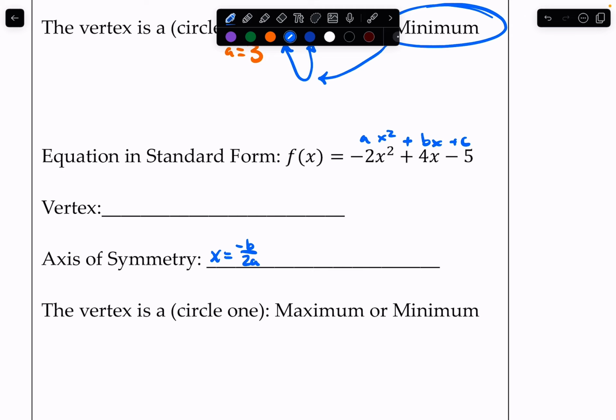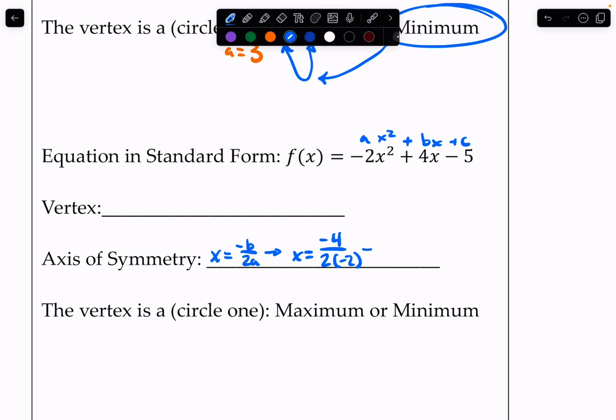Our b value is going to be 4. So in order to solve this, we're going to do x equals negative 4 over 2 times negative 2. Our a value is negative 2. Our b value is a positive 4. So that's what we plug in here. Negative b, negative 4. 2 times a, 2 times negative 2.